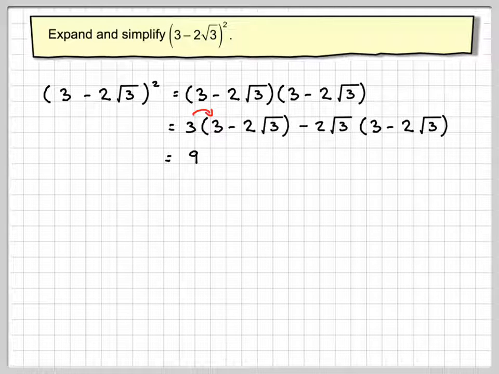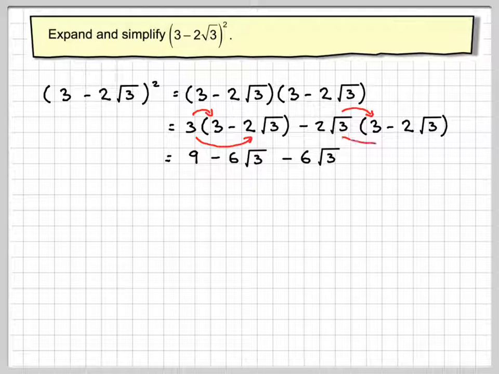3 times 3 is 9. 3 times minus 2 root 3 gives me minus 6 root 3. Minus 2 root 3 times 3 again gives me minus 6 root 3. And then minus times a minus gives me a plus 4 times root 3 times root 3, which is root 3 squared. Now you might straight away realise that that's just 3, and write that as 4 times 3.